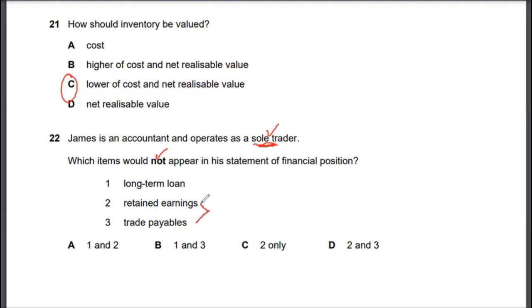It would be the retained earnings and trade payables, which he most likely wouldn't have. It's possible he may not have any trade payables or retained earnings, simply because the sole trader may not have made any profit, so no retained earnings, or rather a retained loss. And trade payables is only applicable if the guy is not doing cash business, if he's doing a credit business. So we don't have much information there. Most likely these two items won't appear on his statement of financial position. So the correct answer to multiple choice 22 would be option D.